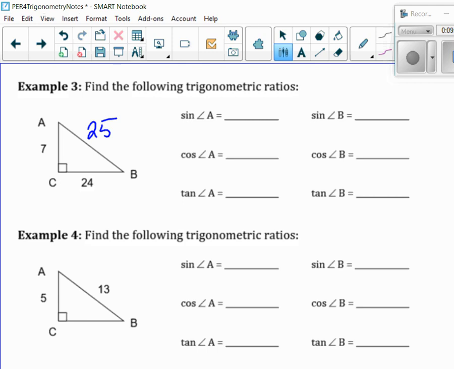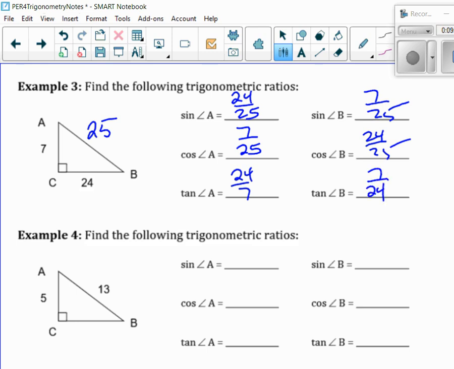Okay, so now I want you to take the time and find sine of A, sine of B, cos of A, cos of B, tan of A, tan of B. Okay, so I'll just kind of spew out the answers here. You can check it. So this would be 24 over 25. Tell me if I'm wrong, of course. So this is 7 over 25. This is 24 over 7. Did we get all that? Okay, and then B would be 7 over 25, 24 over 25, and 7 over 24. Are we all good? Okay, good.